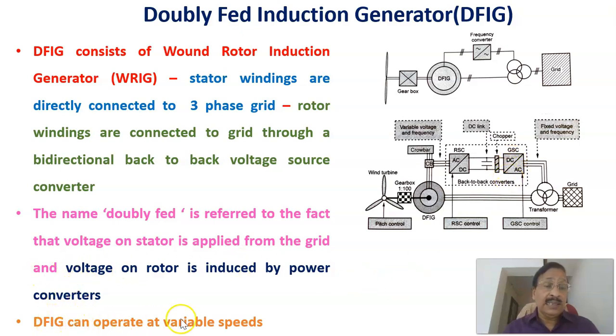Therefore, the DFIG can operate at variable speeds. Different speeds it can operate at. This is a schematic diagram of a doubly fed induction generator.